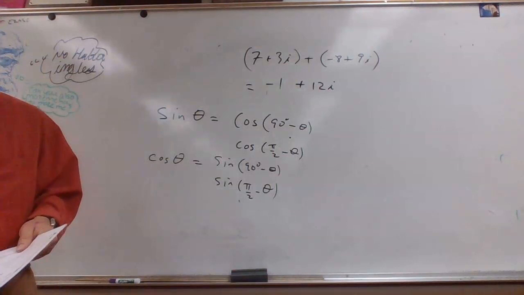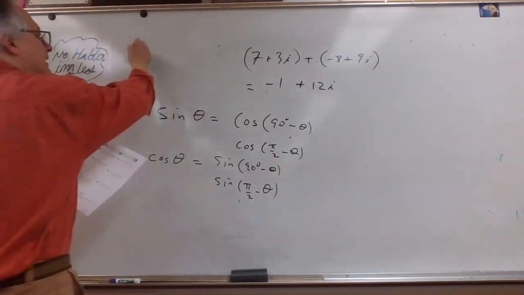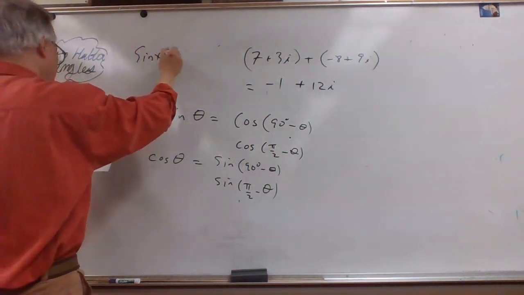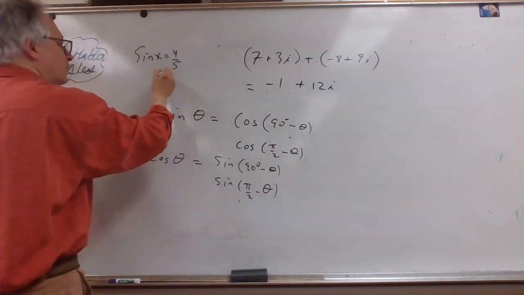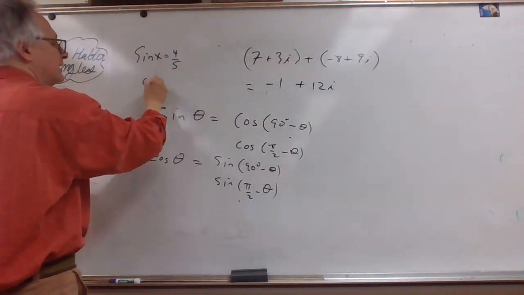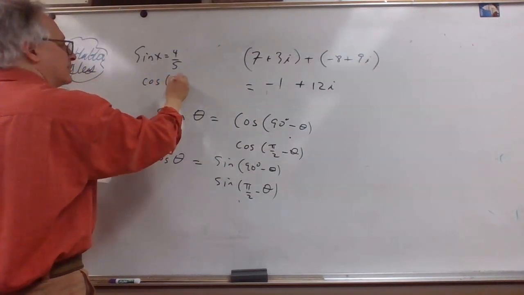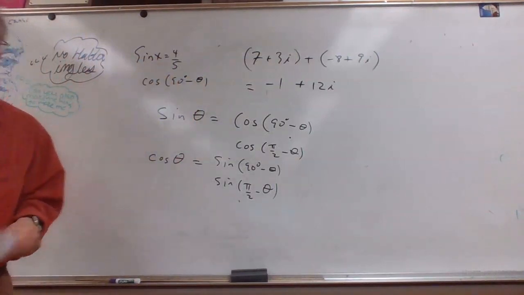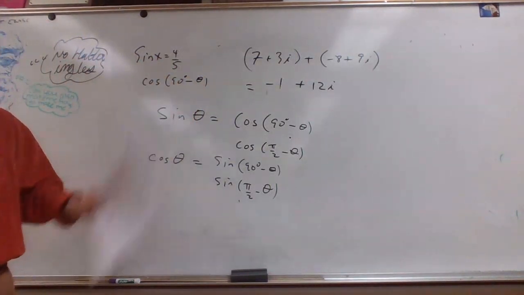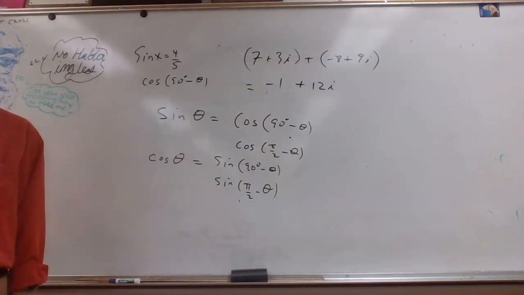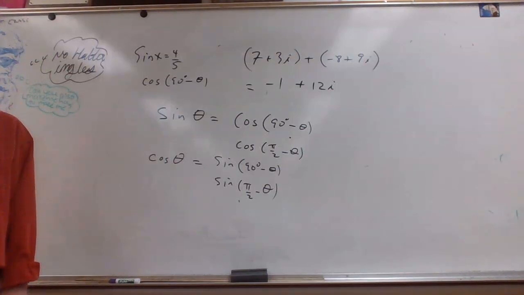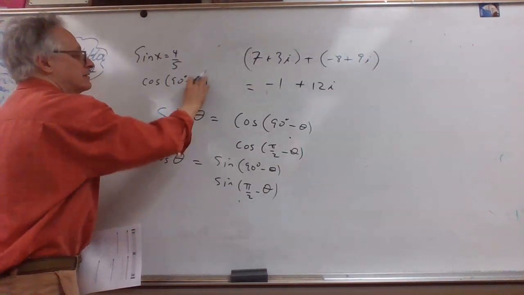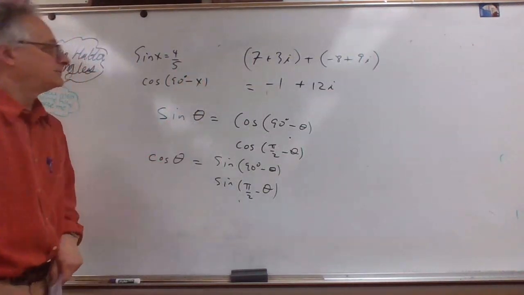So in that number 19 there, if the sine of x is going to be equal to 4/5, then what is the value of the cosine of 90 degrees minus theta? Well, those two have to be equal to each other according to this relationship, so that has to be equal to 4/5. We don't even care. Oh, that should be x. I'm sorry, I'm mixing x's and thetas.